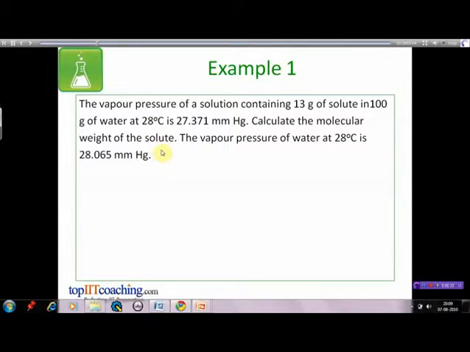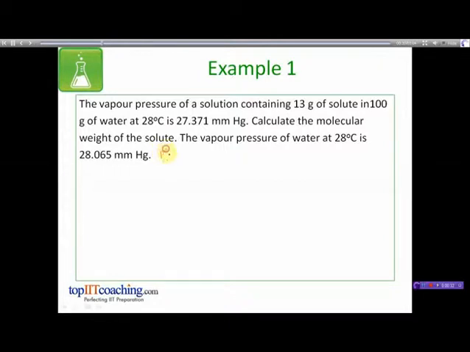Now we know the formula of relative lowering of vapor pressure, that is P naught A minus PA divided by P naught A is equal to XB. P naught A is the vapor pressure of the pure solvent, PA is the vapor pressure of solution, and XB is the mole fraction of the solute. We can further expand XB as NB divided by Na plus NB, where NB is the number of moles of the solute and Na is the number of moles of solvent.